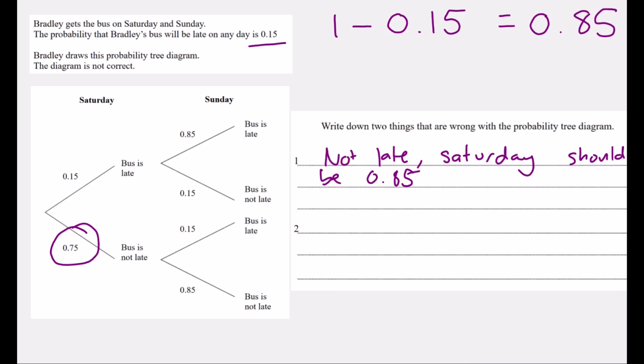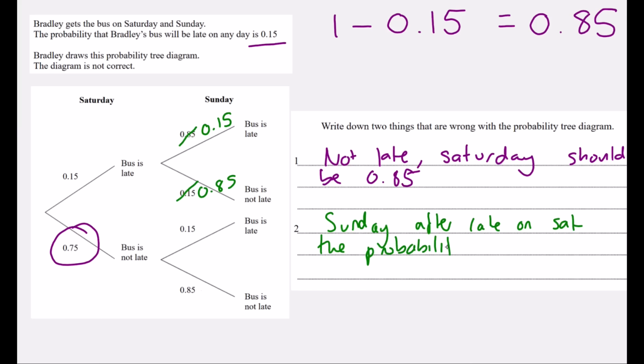And the second thing, so the probability of being late is 0.15 and not late is 0.85. So we can see that on Sunday, the top one, or after being late on Saturday, the probabilities are the wrong way round. And it's good to show it on the diagram because then it's clear that we have recognized the mistakes.